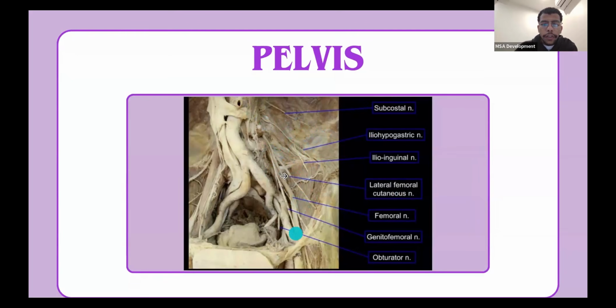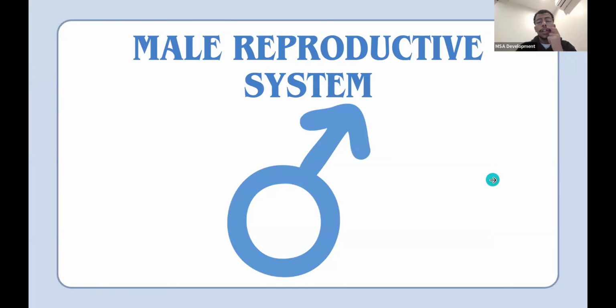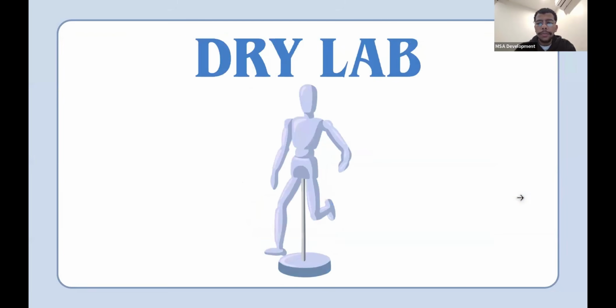Then we have the femoral nerve. You can see how thick it is. And then we have the genitofemoral, right here. And then lastly, we have the obturator, which is this straight nerve here in the middle. Now we're done with the general repro system. Now we're going to move into the male reproductive system, starting off with the dry lab.